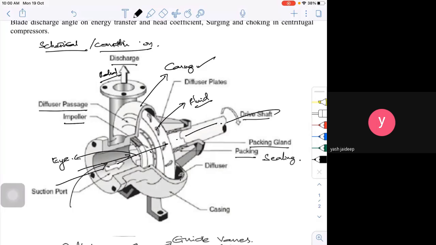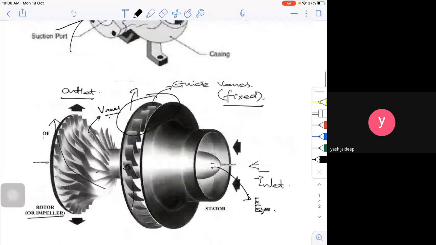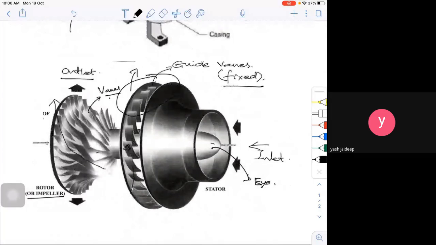So this is a simple construction of your centrifugal compressor. If I am using water as the fluid, then it becomes a centrifugal pump. There won't be much difference between them. Maybe the size matters: for the same quantity of fluid, the size of the compressor or pump differs because of the density or the type of medium I'm trying to handle. Now I'm showing you the blown up view of it.